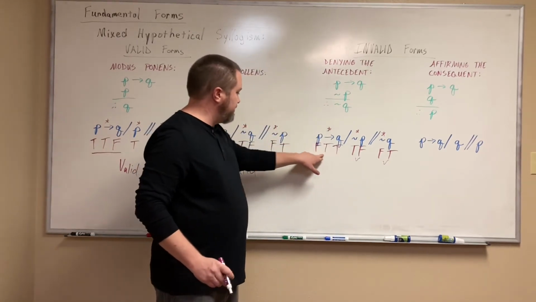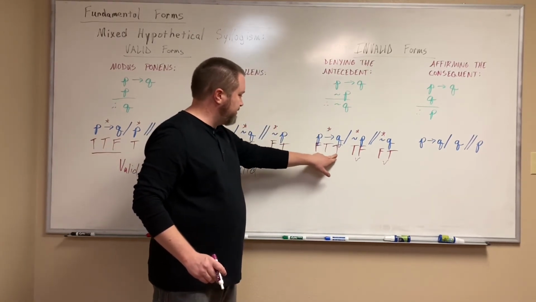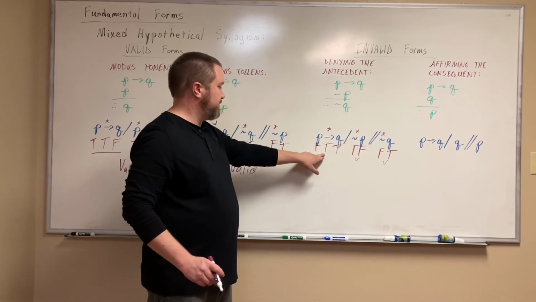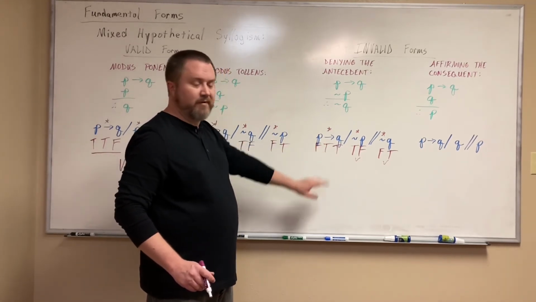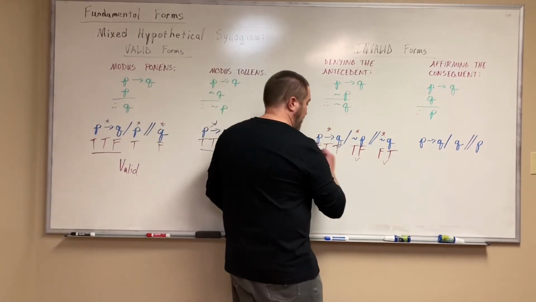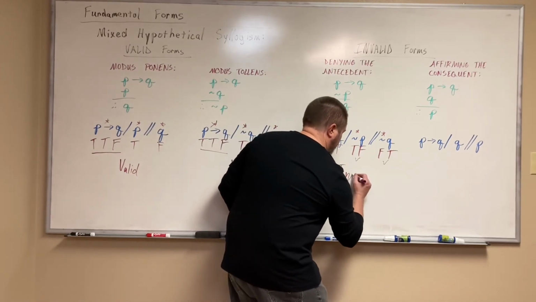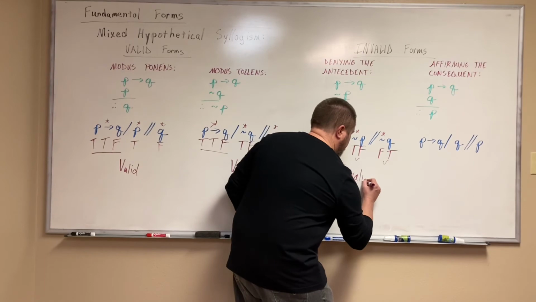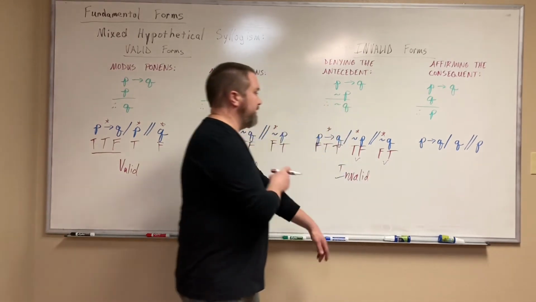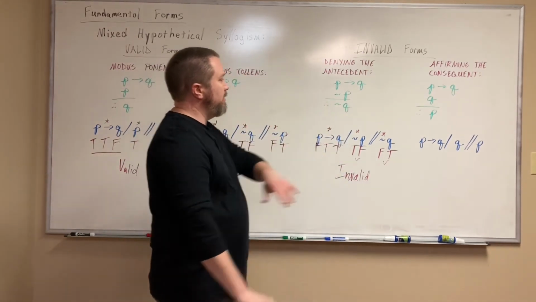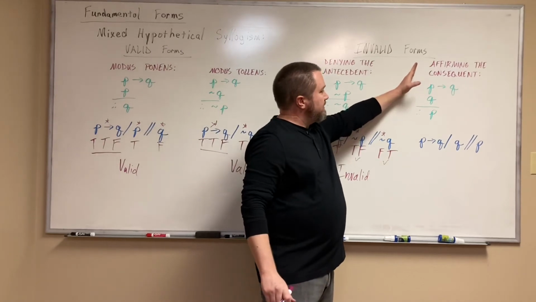Looking at this conditional, we have a false antecedent, true consequent. It's going to be a true conditional, so we have no contradiction. We're able to fill in that line that proves that the argument is invalid.